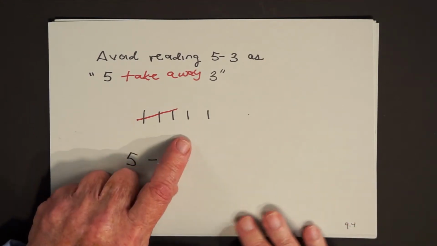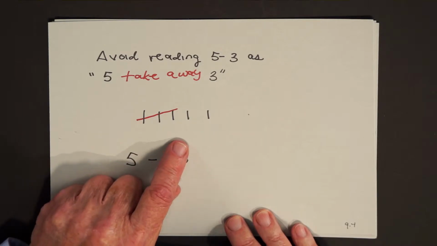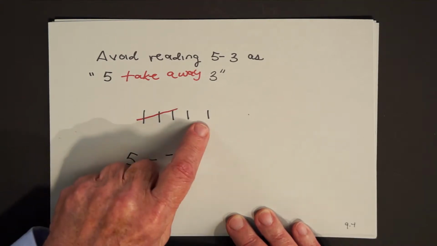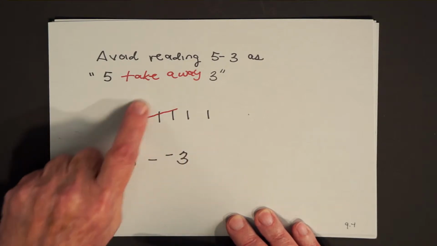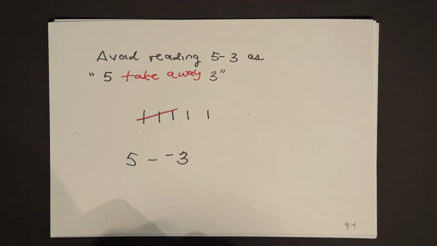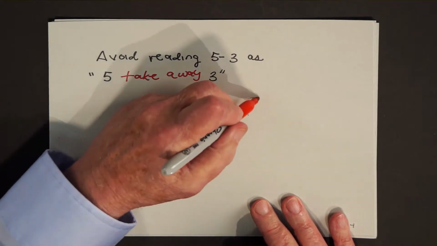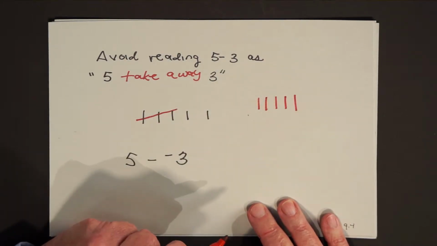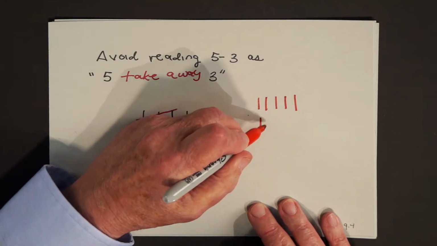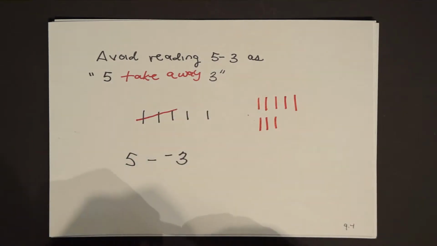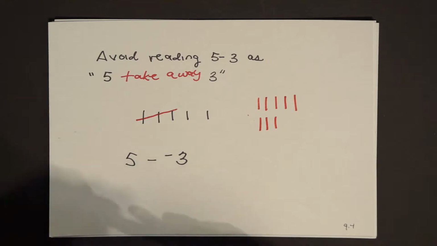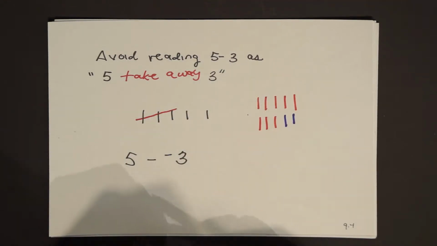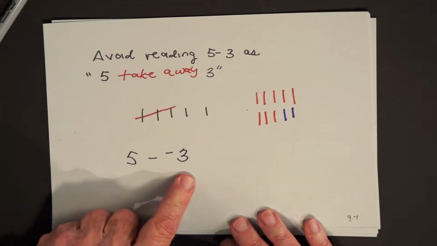I would prefer that the youngster read this as the 3 I already have, the 3 that are crossed out, plus the 2 that I haven't crossed out, adds up to 5. And by the way, you can also do it this way. See, if you want to do it by tally marks, I want to wind up with 5. I already have 3. What do I need to make the 2 batches of tally marks equal? I need 2 more.